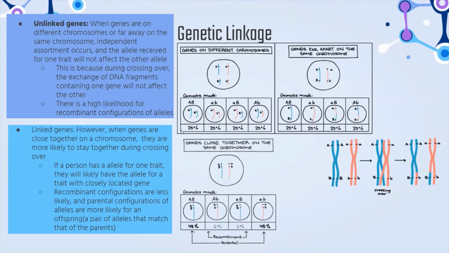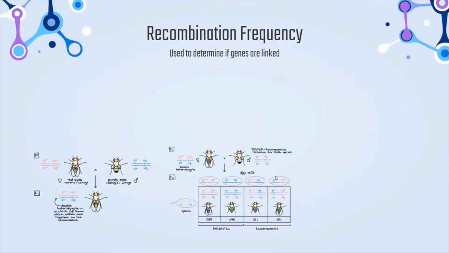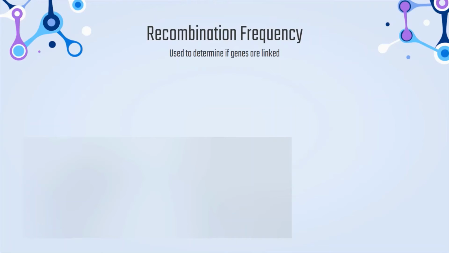likely for an offspring. And a parental configuration is a pair of alleles that match that of their parents. So in this situation, you will find that an offspring is much more likely to have a parental gamete rather than a recombinant gamete. And recombination frequency is a method used to determine if genes are linked.